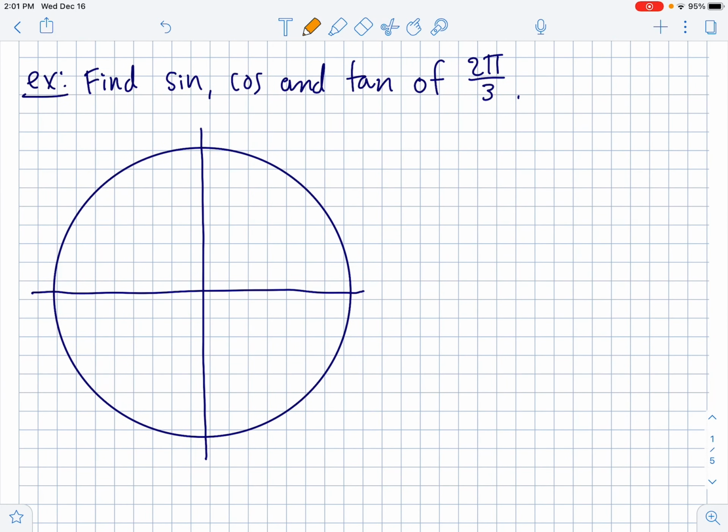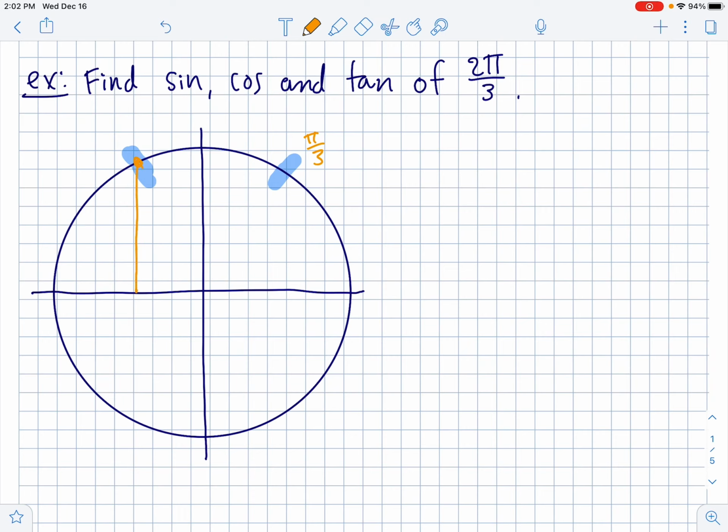First up, find the sine, cosine, and tangent of 2 pi over 3. Well, first, I'm not going to convert 2 pi over 3 to degrees because that's silly. I just need to know where 2 pi over 3 lands in the circle. The one thing I do remember is that pi over 3 is about here. So if you count by pi over 3's, pi over 3 is 60 degrees, so 2 pi over 3 is going to land right here. So this is 2 pi over 3.